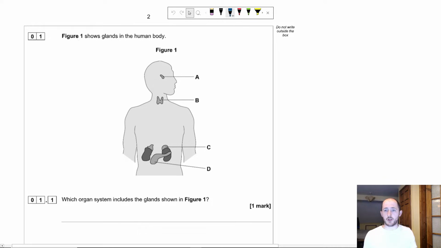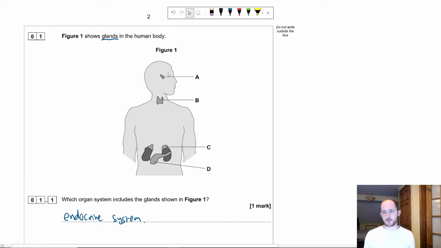With the first question, it shows you the glands in the human body, and you need to, well, first of all, the word gland actually kind of gives this away, okay? But you need to decide which organ system includes these glands. Now, the fact that all of these are glands should hopefully help you in deciphering that this is the endocrine system. One other thing to be aware of is that you can't say hormonal system. You have to use scientific words in your science papers, unfortunately.